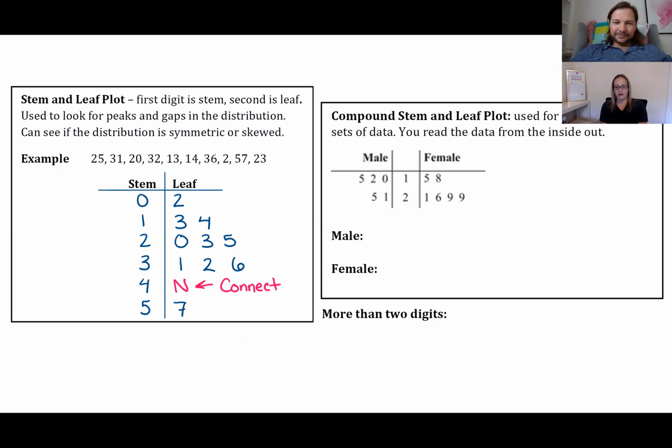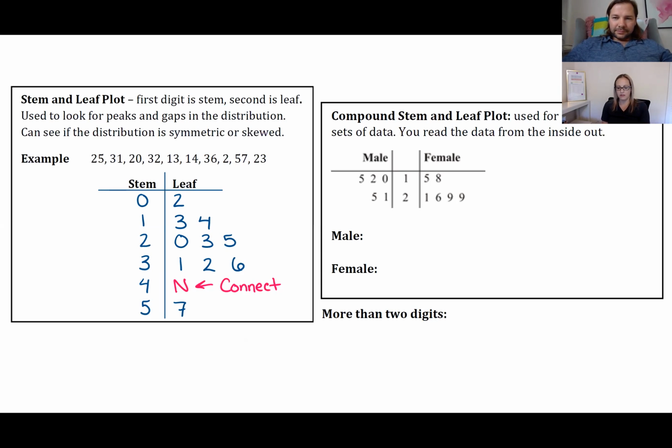We can also have a compound stem and leaf plot. With this, your stem is going to be in the middle column, and then you're going to have a leaf on each side, basically, for each one of your data sets. So let's go the other way with this one. So we have the stem and leaf plot. Let's see if we can figure out what the numbers are.